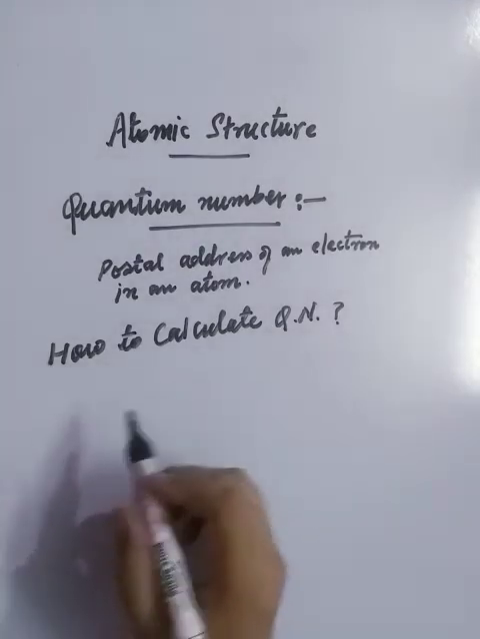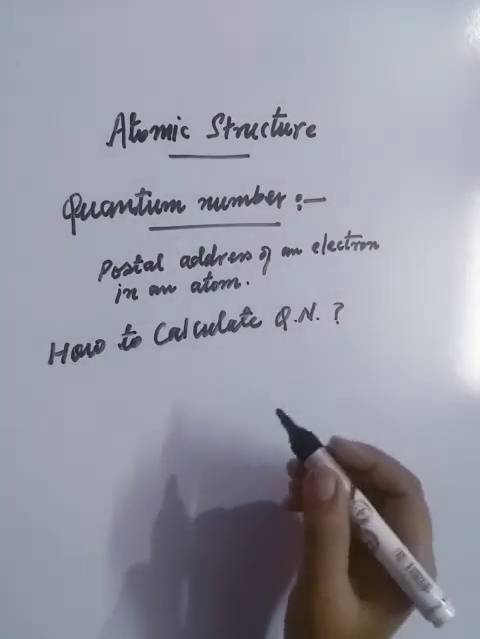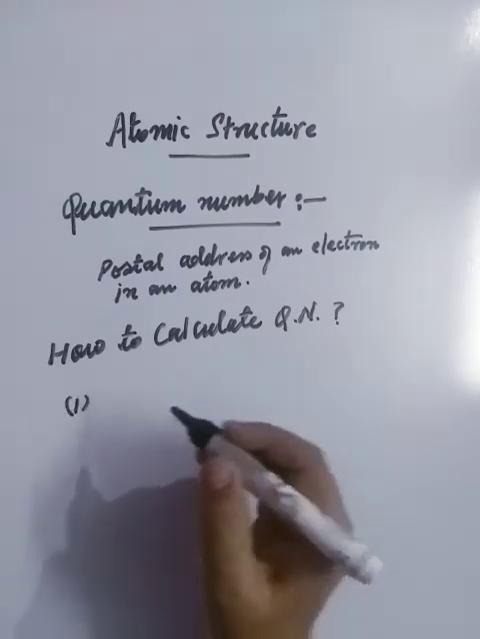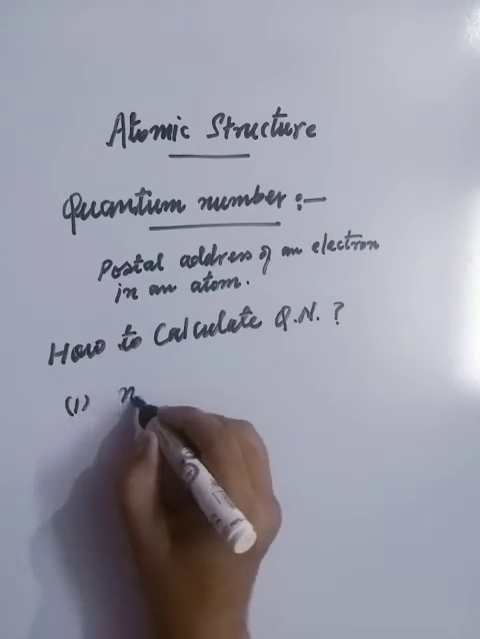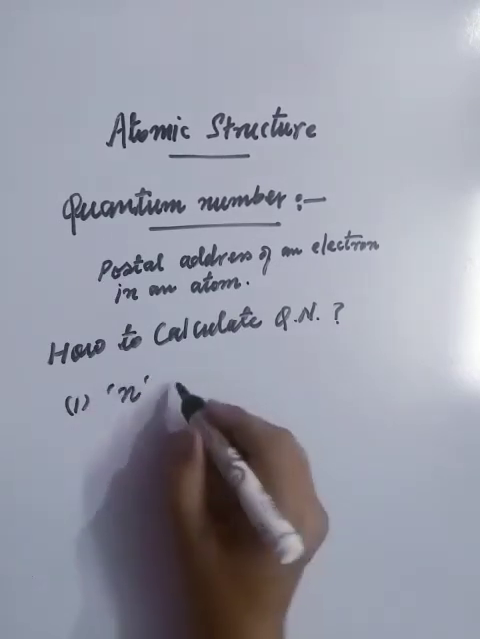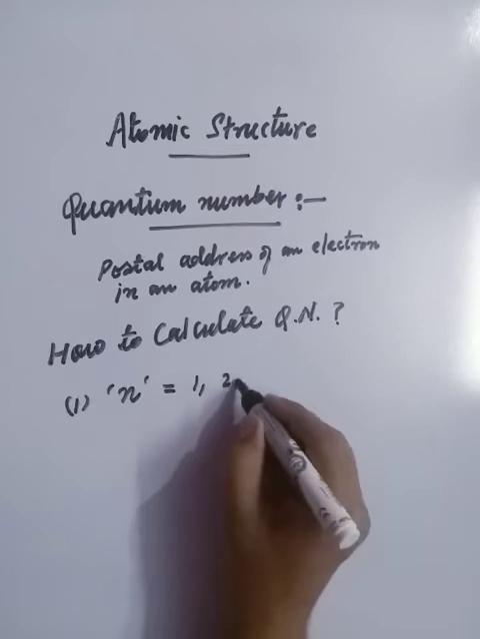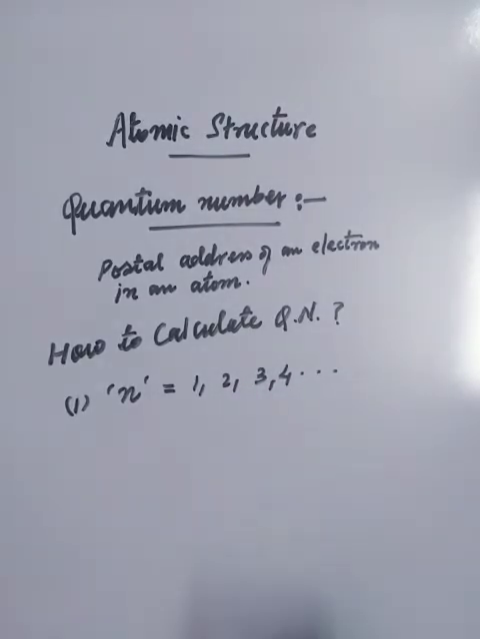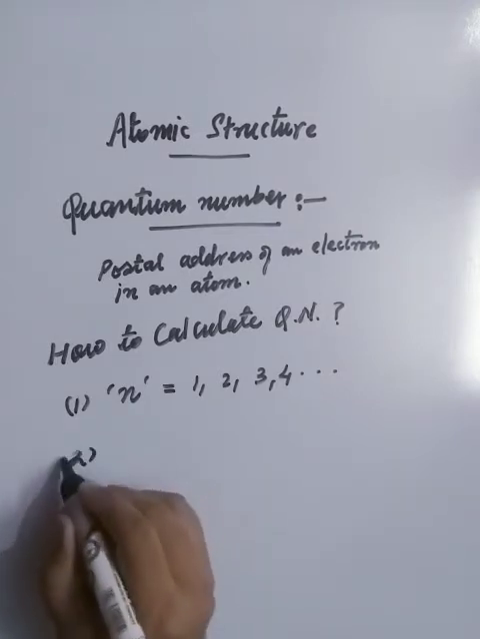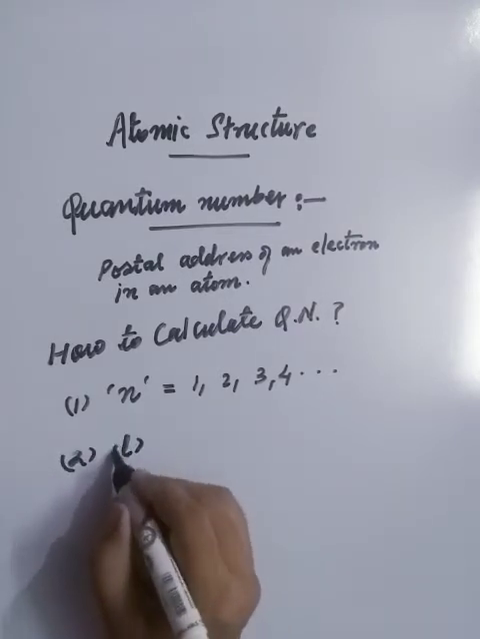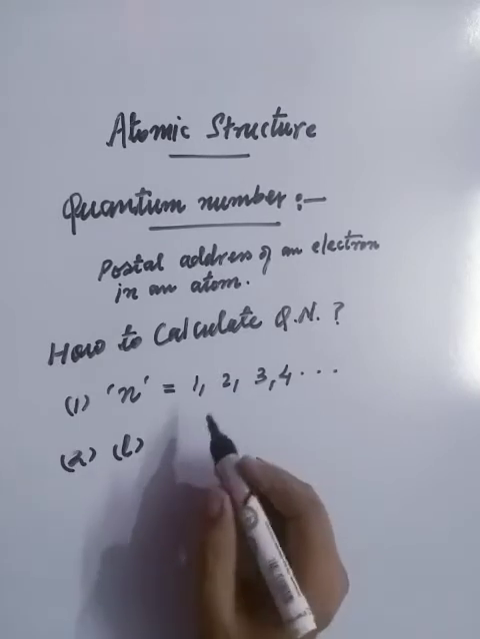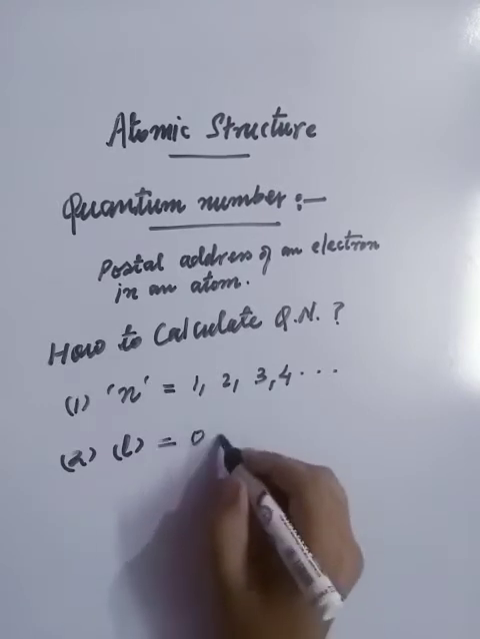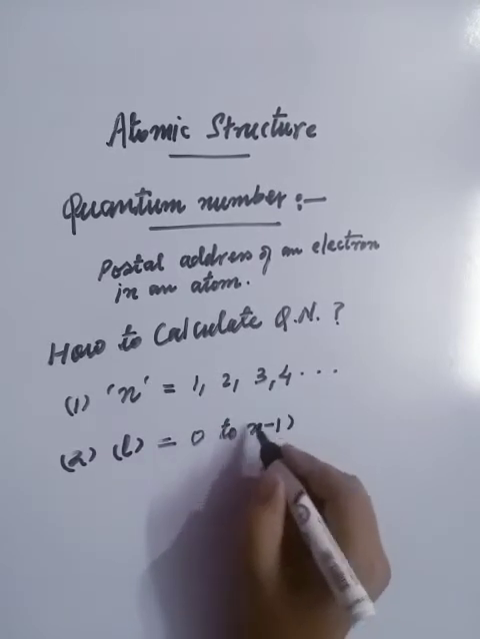Now we are going to learn how to calculate the quantum numbers. We will start from the first quantum number, the principal quantum number. I have already discussed that the principal quantum number is represented by n, and its value will be 1, 2, 3, 4, etc., depending upon the number of the shell in which the electron exists. The azimuthal quantum number, l, depends upon the value of n. l will always be 0 to n minus 1.